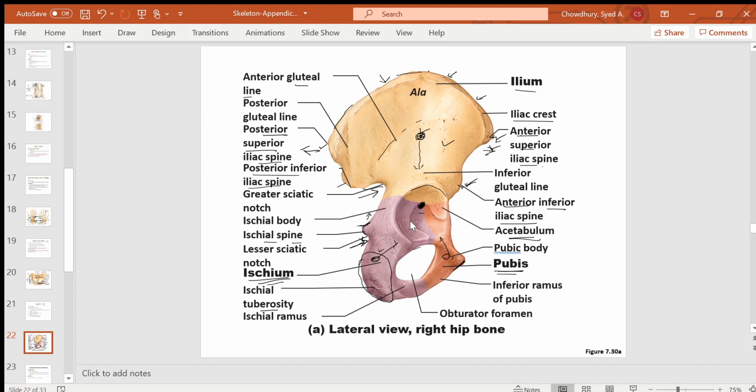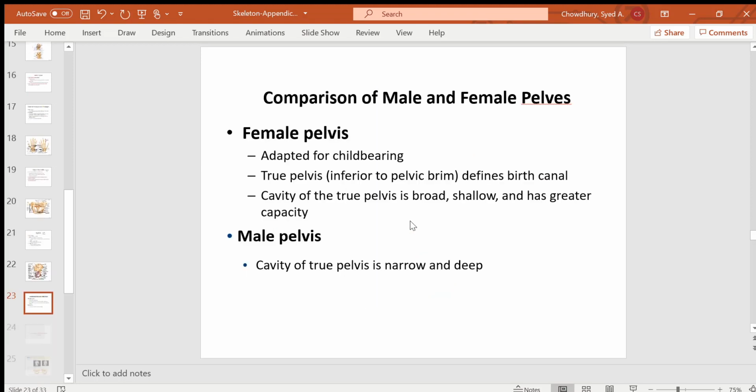And this oval shaped, large opening is called the obturator foramen. So from your pelvic cavity, the obturator nerve and blood vessels go to the thigh or lower limb through the obturator foramen, because arteries and nerves should enter into the lower limb from the pelvic cavity. That's why you have that large foramen, the obturator foramen. So those are the parts of the hip bone.